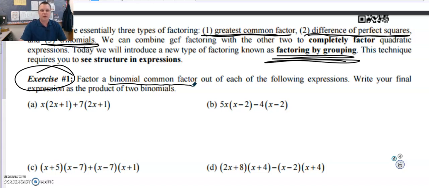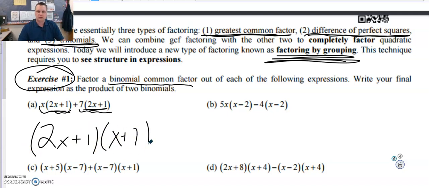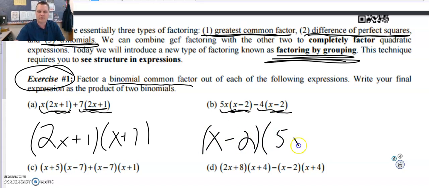which is what we do in arcing when we group them together. So when you look at letter A, you can see here's the first term, here's the second term. So what's in common? The 2x plus 1. So you take out a 2x plus 1, and you're left with x plus 7. Same thing in letter B, first term, second term, we're going to take out an x minus 2. So take out an x minus 2, you're left with a 5x minus 4.